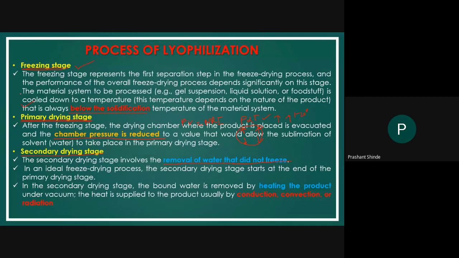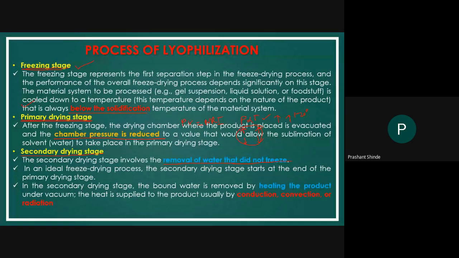So in the secondary drying stage, you are going to remove the unbound water molecules which did not freeze in the freezing stage. Basically, you are going to increase the temperature by some amount and decrease the pressure by some amount. Whatever the pressure is, it decreases again. So ultimately, whatever unbound water is there will also get removed from your sample. So this is about the process of your lyophilization.